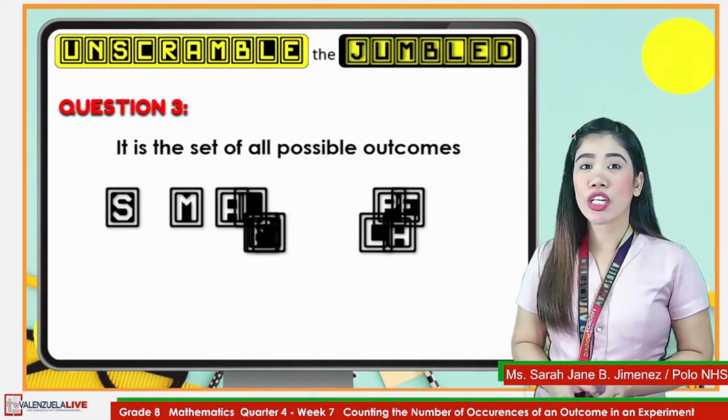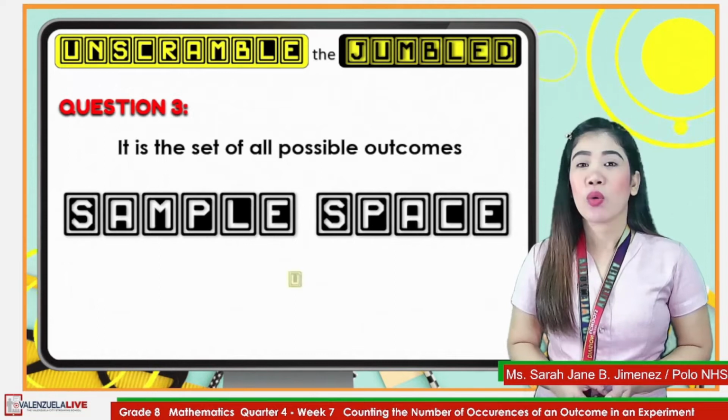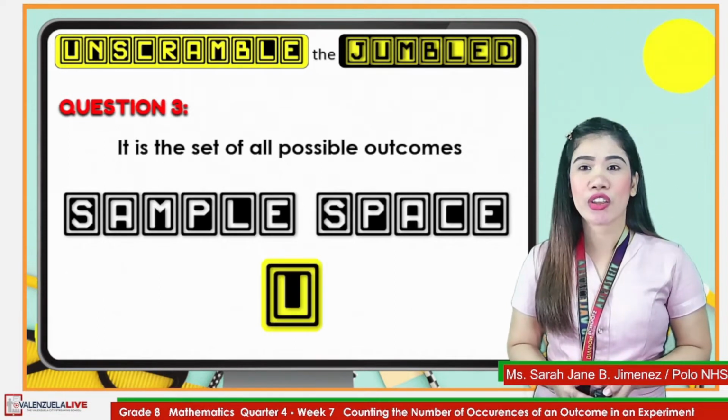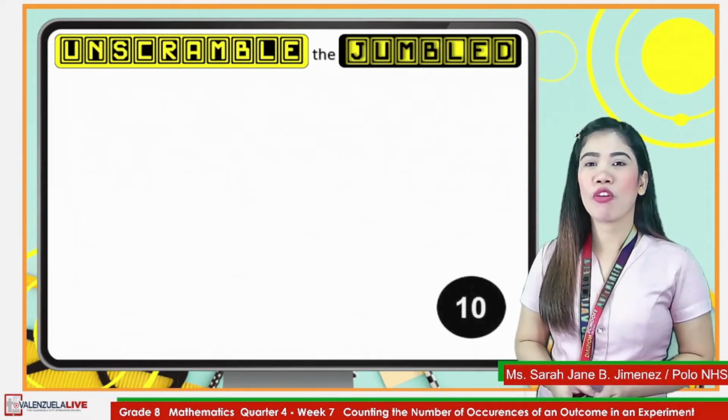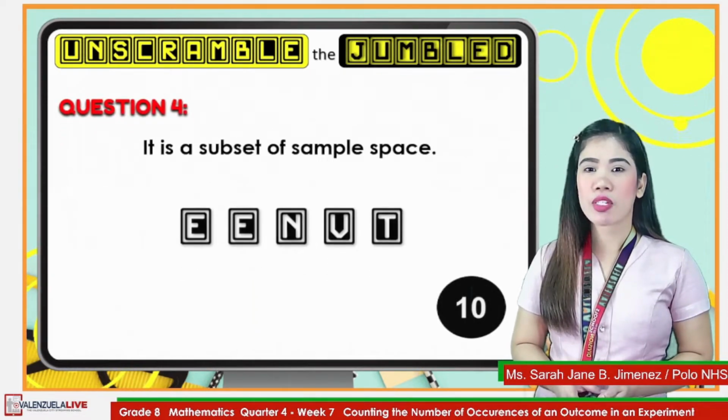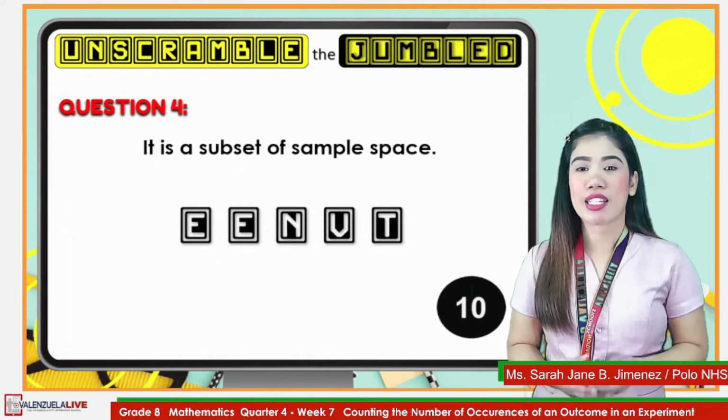The correct answer is sample space. With that, we now have our third letter U. Good job! For question number 4, it is a subset of sample space. 10 seconds.